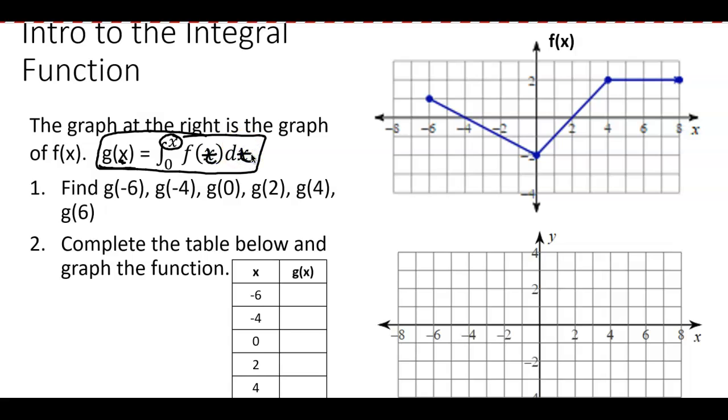A lot of times they can use different variables, and you'll see why. It doesn't matter what those are. But for this function, what matters is what's here. That's your x. That's where the x is at. And so every function has an x where you plug numbers into it, right? And an integral function, that's where the x would be. So what we're going to do is find g of negative 6, g of negative 4, and so on. We're going to put it in a table, and we're going to graph the result.